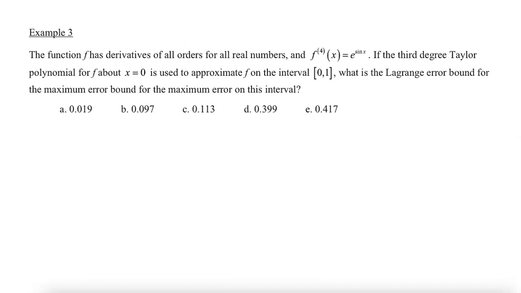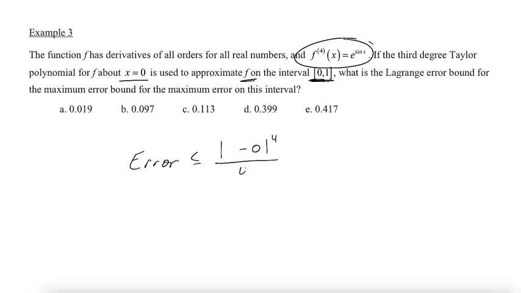Function as f, and I'm given the fourth derivative is this. A third degree Taylor polynomial about x equals 0, so still a Maclaurin, is used to approximate f on the interval 0 to 1. What is the Lagrange error bound for the maximum error on this interval? So the error is going to be less than, well, my center is 0, so I have minus 0, to the fourth power since it is a third degree polynomial, and I'm going to use the max of the fourth derivative of x.